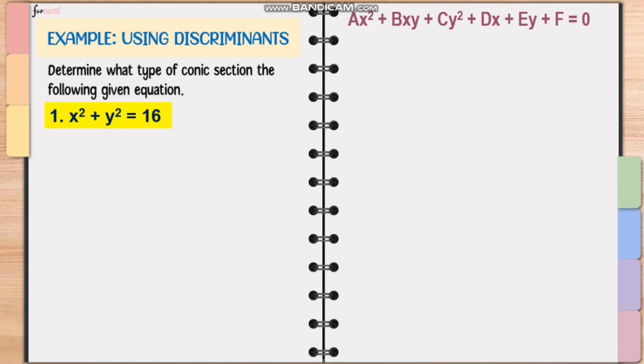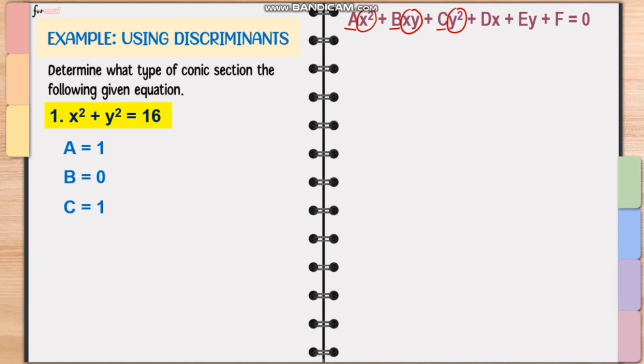Once again, yung ating A is the numerical coefficient of the x squared. Si B, numerical coefficient for the xy. Si C is the numerical coefficient for the y squared. So, identify muna natin what is A, B, and C from our equation. So, since this is the x squared, ang A po natin ay nandito, which is 1, kasi may invisible 1 po dyan. And then, yung ating B is 0, kasi wala po tayong makikitang xy na term. And then, we have 1 for the C, kasi po yung y squared natin ay may numerical coefficient na 1.